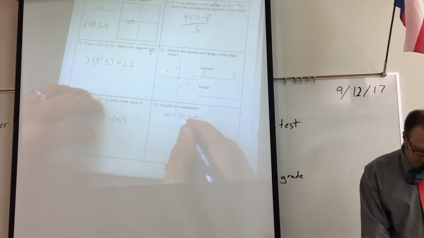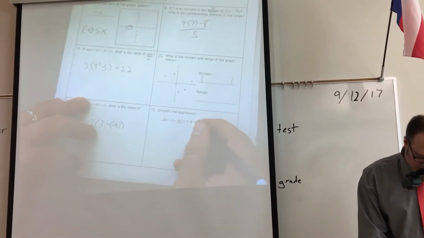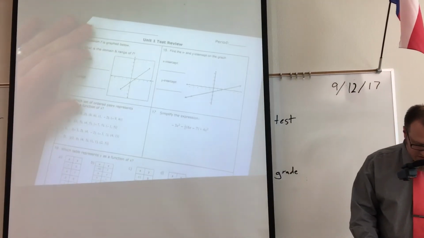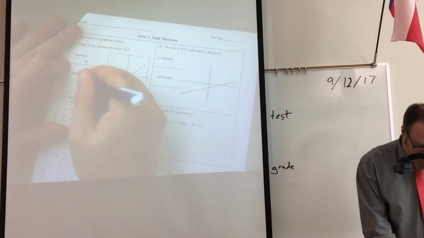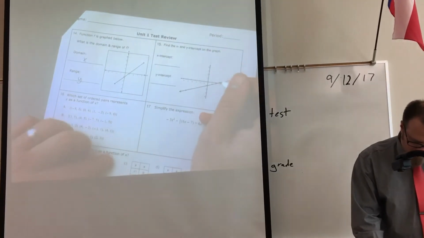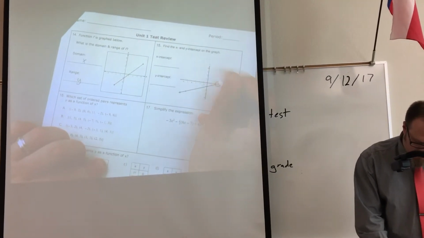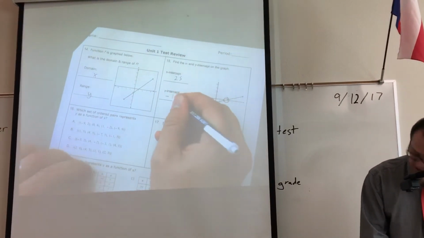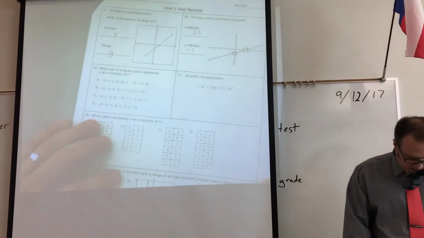Simplify means we're putting together like terms. Don't forget to treat this as a -1 and distribute. On the back side, domain and range. Domain is x, range is y. My x-intercept is where I cross the x-axis. It's 2.5. My y-intercept is where I cross the y-axis, -1.